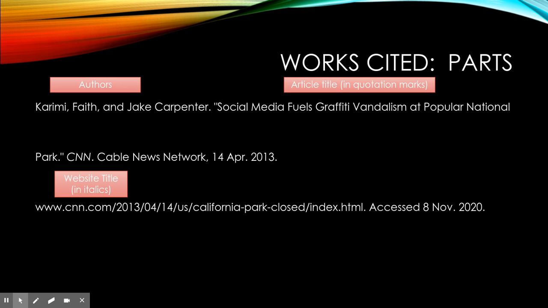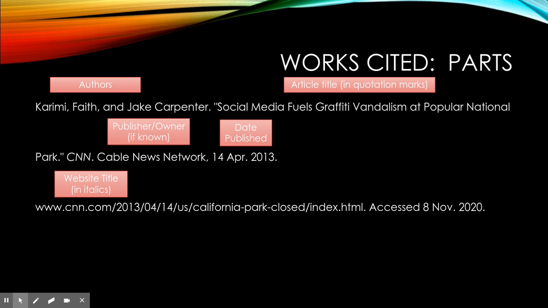The next one's underneath. You see CNN in italics. That's the name of the website, CNN. So then it skipped one on me. Date published is April 2013. Oh, there it is. It put the publisher slug in there late, but the Cable News Network is also the owner or the publisher. The name of the website is CNN. CNN stands for Cable News Network, and that's how their copyright is listed. So they own it or they publish it.